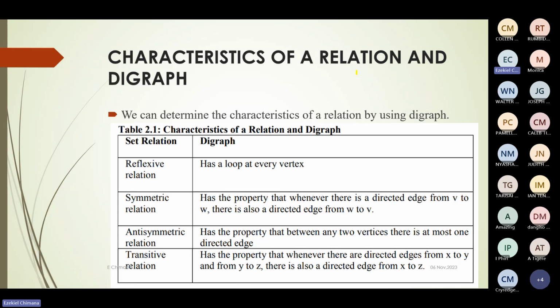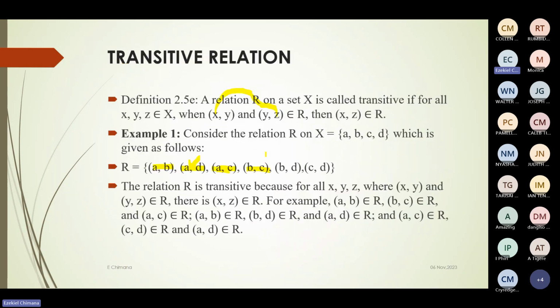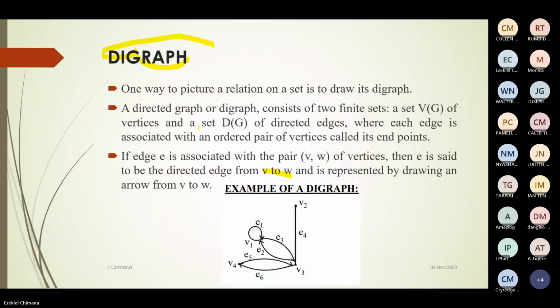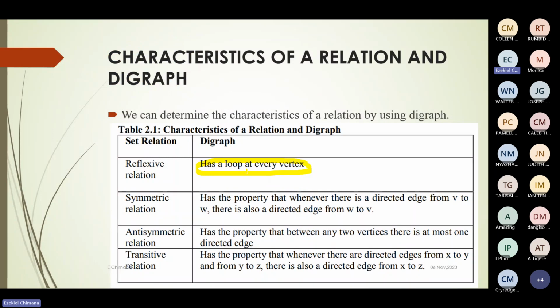So a digraph for a reflexive relation has a loop at every vertex. If you look at the digraph that I first drew for this relation, you see that we have a self loop at each and every vertex, which means that if you look at that digraph, you can pick that it is a reflexive relation, just like that.